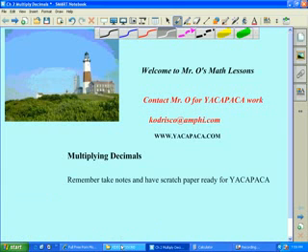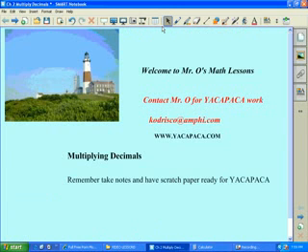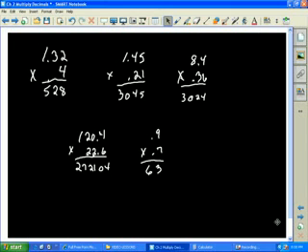Okay, today we're going to do a little bit of practice with multiplying decimals. Again, make sure you have some scratch paper, take down some notes, stop the video, and write them down as you see the problems. So here we go.